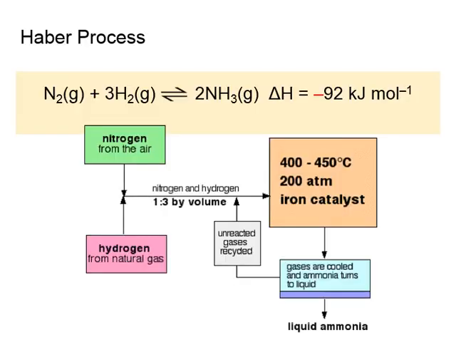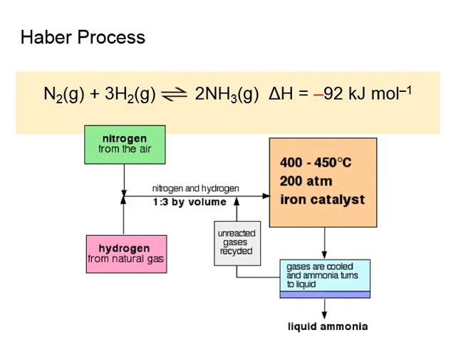The flow scheme on this slide shows the main stages of the Haber process. The chemical equation is given at the top. The equation shows a reversible reaction, with the forward reaction being exothermic. Enthalpy change has a negative sign in this case. From the left, nitrogen from the air is combined with hydrogen derived from natural gas into ammonia.